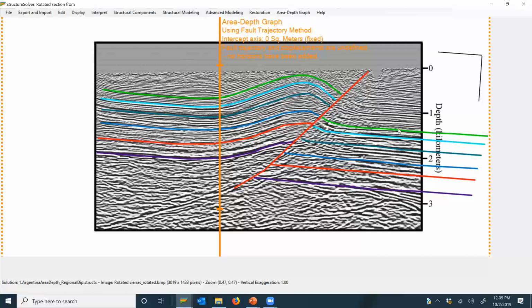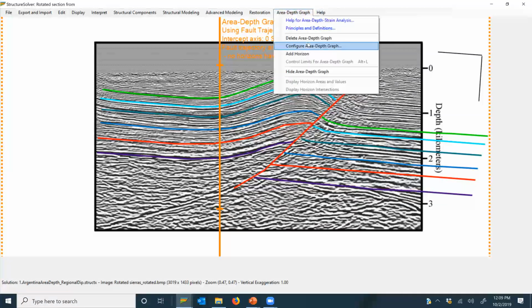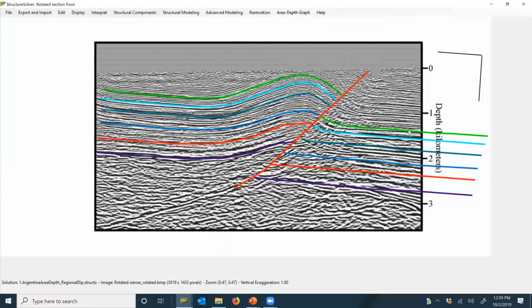The one limitation here, before I get too far ahead of myself, is that you'll notice there's also some regional dip on the structure. If we look at the dip of the interpreted footwall horizons, we can see there's somewhere between about 4 and 5 degrees of regional dip. The entire structure is dipping off to the foreland. Assuming these are the undeformed footwall locations, that's a regional dip we need to deal with in order to correctly compute those fold areas.